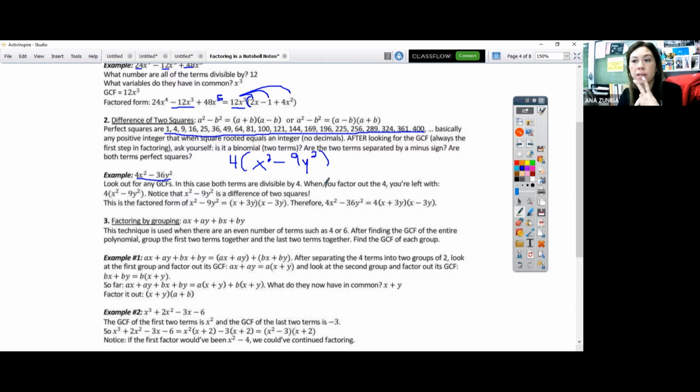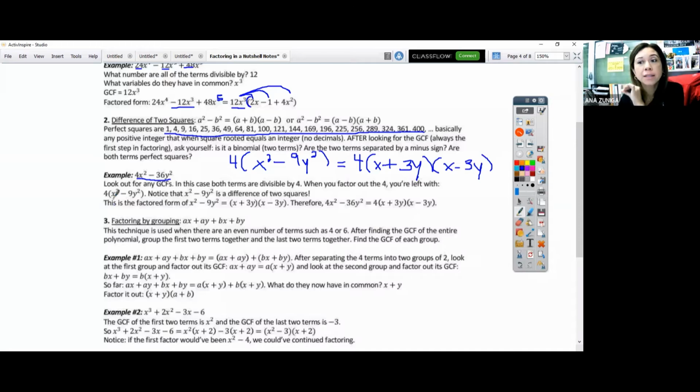There's two terms. It is a binomial. X squared, the square root is x. 9y squared, the square root is 3y. The 4, because I'm factoring, just keeps on coming down. So this gets factored x plus 3y, x minus 3y. And it doesn't matter if you write x minus 3y first and then x plus 3y. It's exactly the same answer.